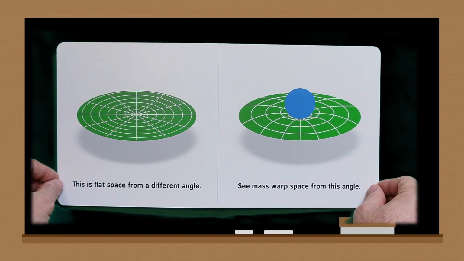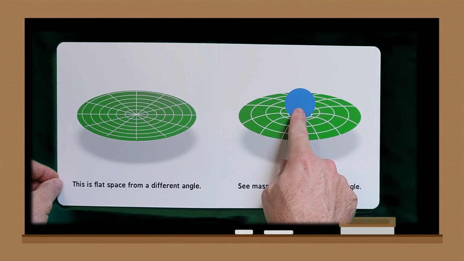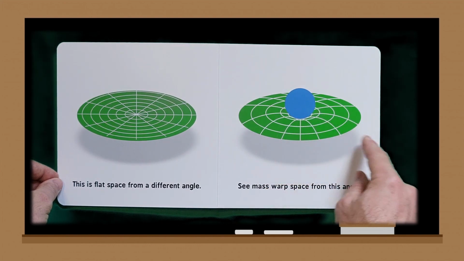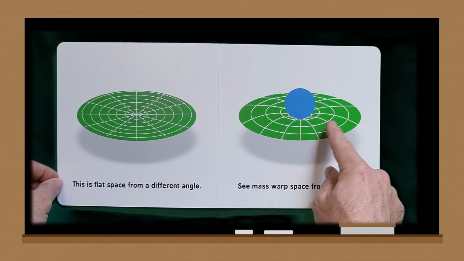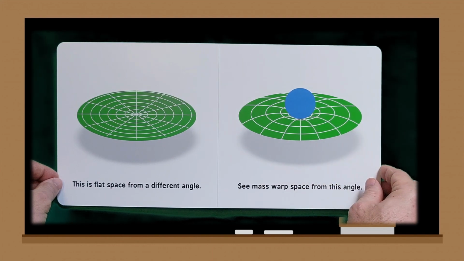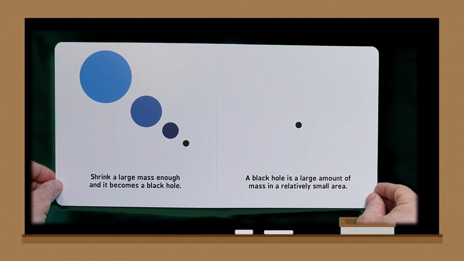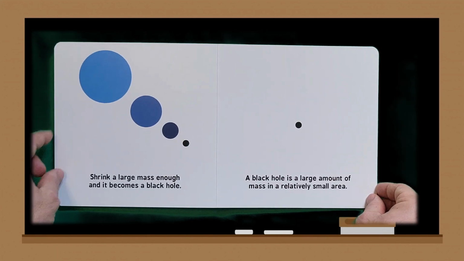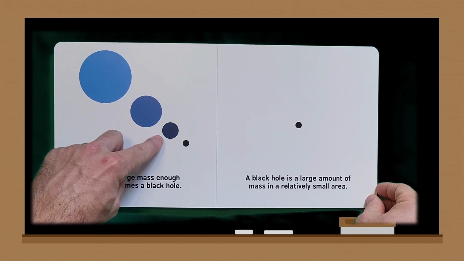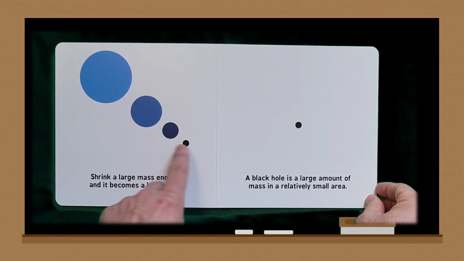This is a flat space from a different angle. See mass warp space from this angle. See the ball with mass? See how it warped the lines on this space? Shrink a large mass enough and it becomes a black hole. See the large mass shrinking into a black hole.